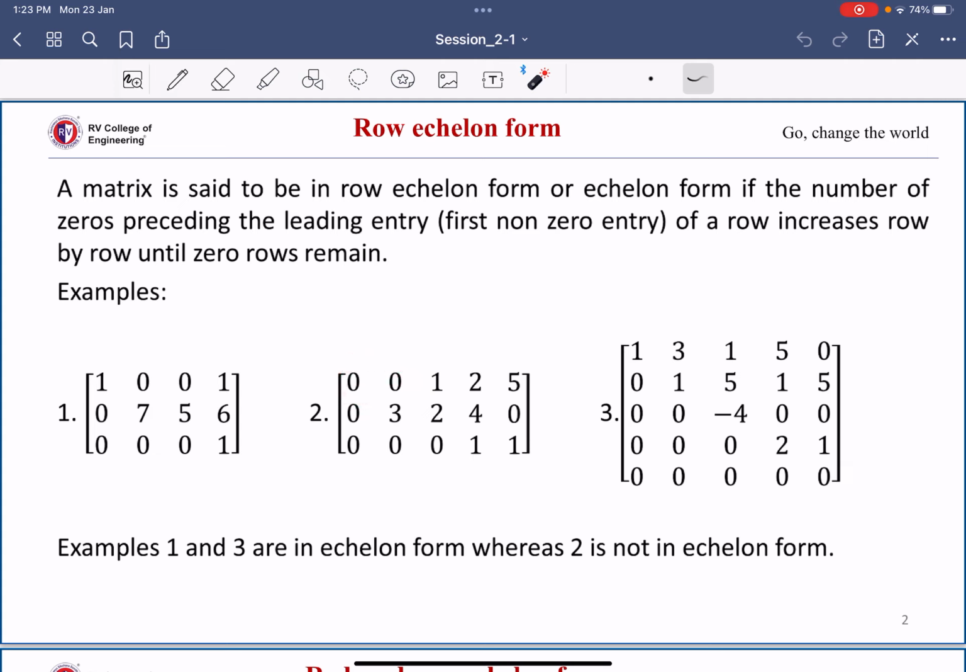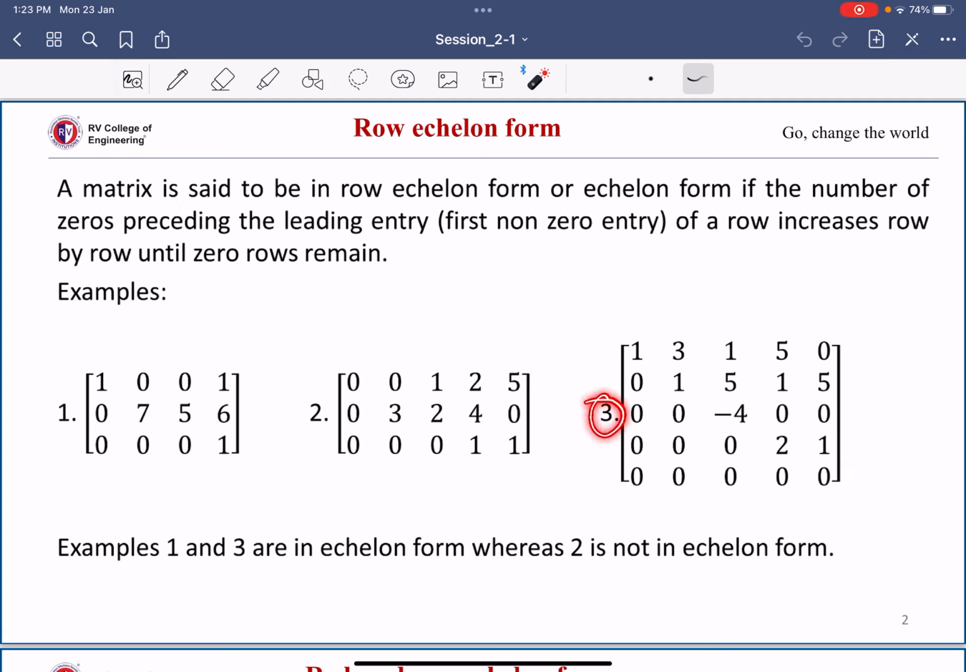Number of zeros appearing before the leading entry in the second row: the leading entry in the second row is 3 and the number of zeros before 3 is 1, which is lesser than that in the first row. This does not satisfy the property of echelon form of the matrix. So this particular matrix is not in echelon form.